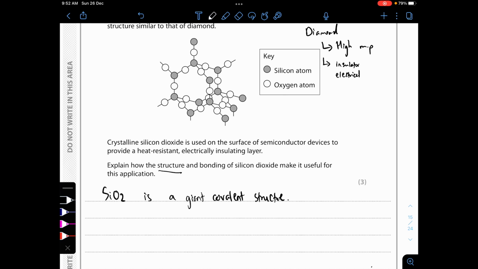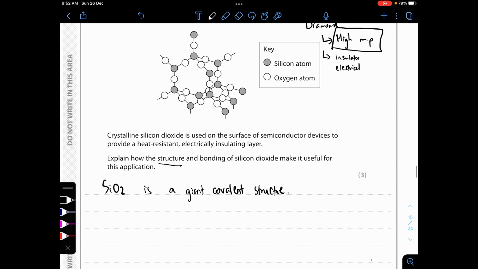It's held together by covalent bonds, and these bonds are very hard to break. Why? Because of this high melting point. It's very hard to break, so this is a very high melting point. So what we can say is these covalent bonds are very hard to break.